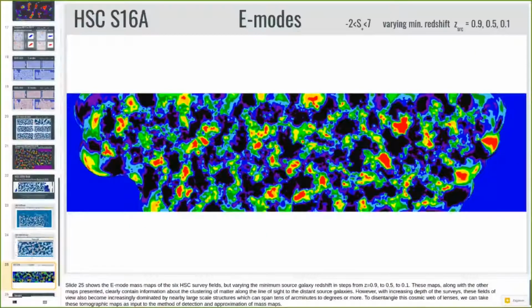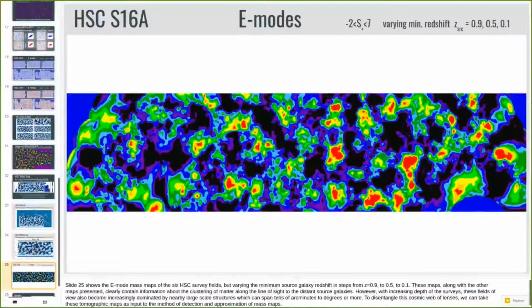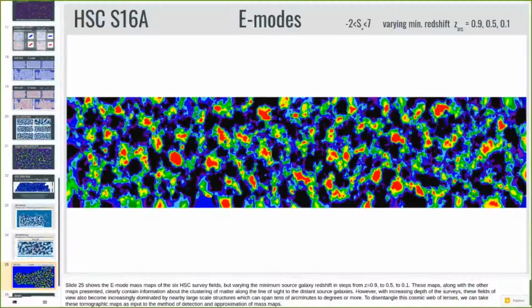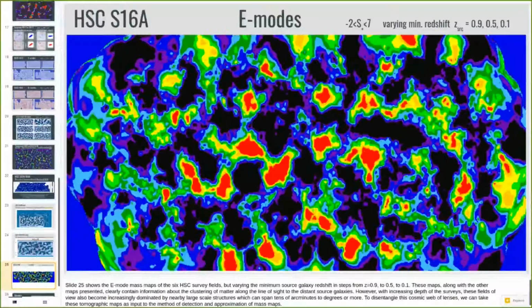Slide 25 shows the E-mode mass maps of the 6 HSC survey fields, but varying the minimum source galaxy redshift in steps from 0.9 to 0.5 to 0.1.